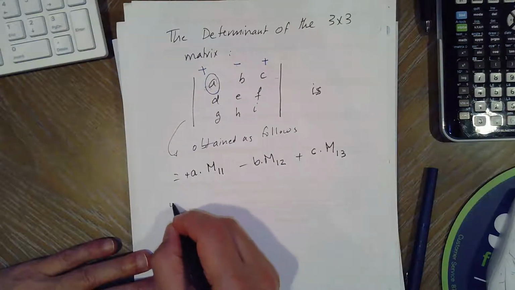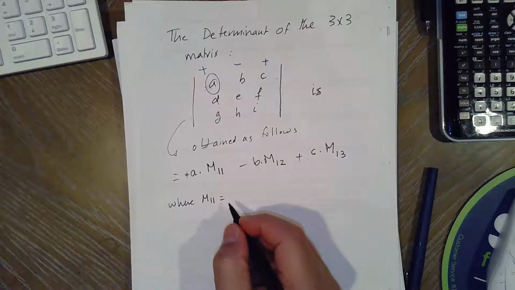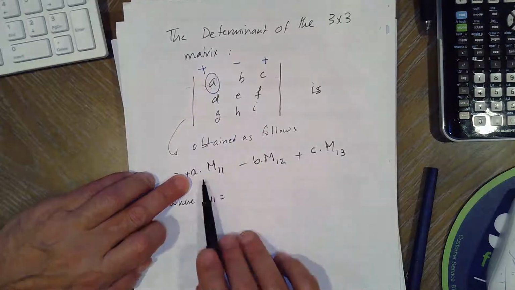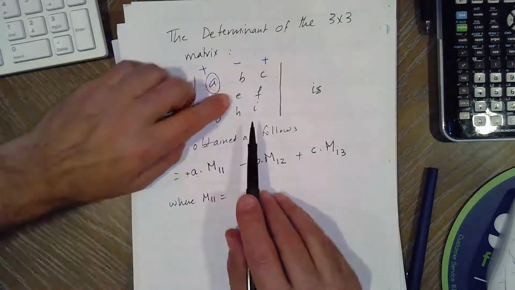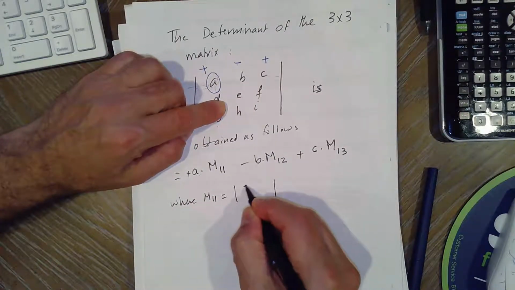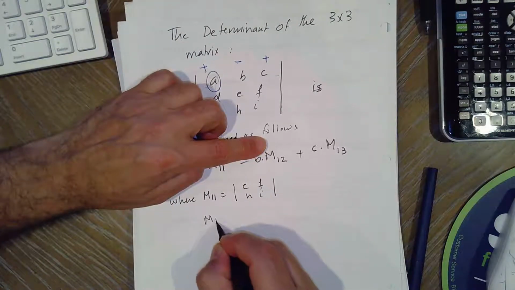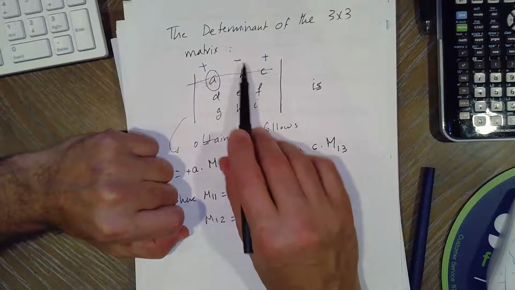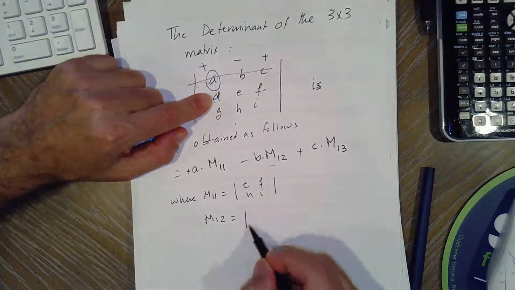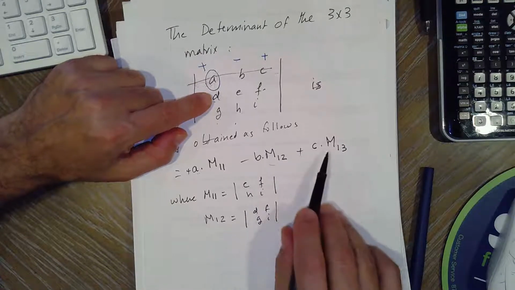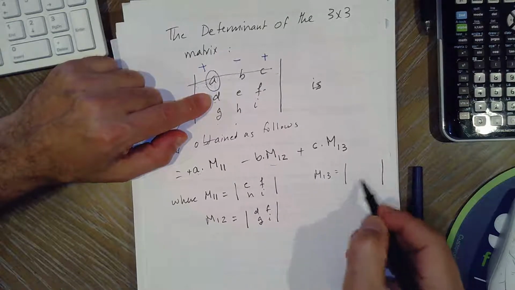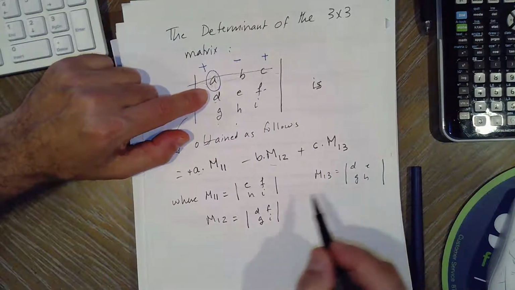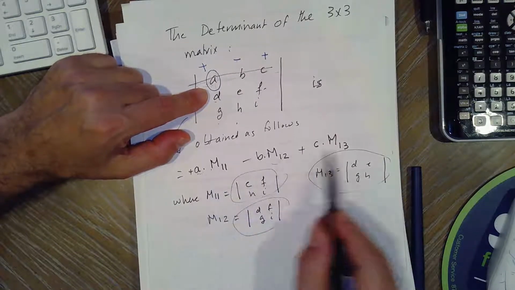Now what are those minors? M11 is the 2 by 2 determinant that you obtain by crossing out the row and column of A, so you get E, F, H, I. That's your minor determinant of those values. M12 is the determinant you obtain by crossing out the row and column of B, so it'll be D, F, G, I. And finally M13 is the 2 by 2 determinant that you obtain by crossing out the row and column of C, so it's D, E, G, H. Once you find these numbers, you multiply them by A, B, and C and get your result.